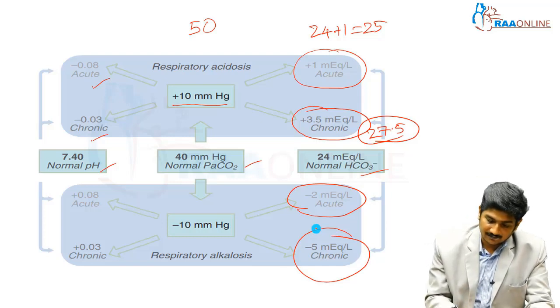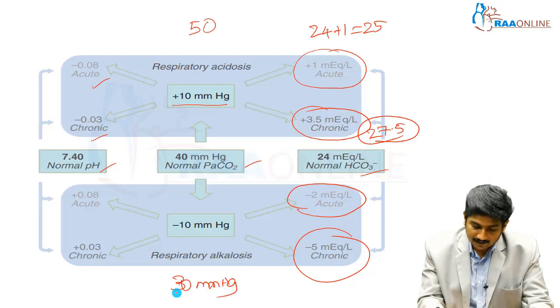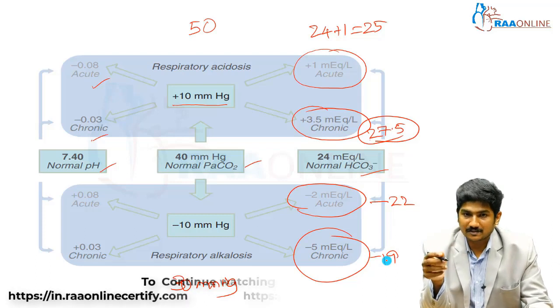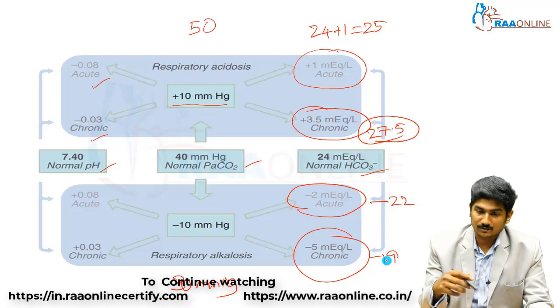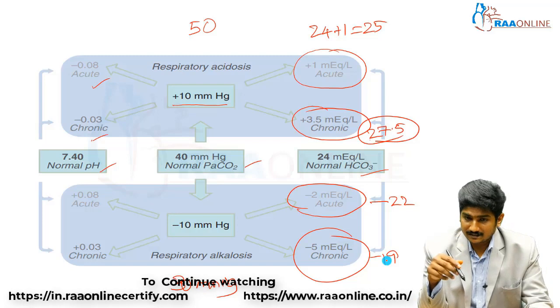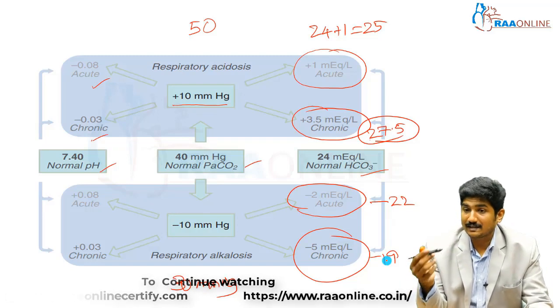For example, now I have a PaCO2 of 30 mmHg. So in acute condition, I have a drop of 10. So every 10 there is minus 2. So I will get a bicarb of 22. In chronic condition, for every 10 there is minus 5. So I'll get a bicarb of 19. 24 minus 5 is 19. So this is how you need to calculate for the compensation, right? The same is true for the pH also. So now anything more than this, you need to suspect there is a superadded secondary abnormality also.